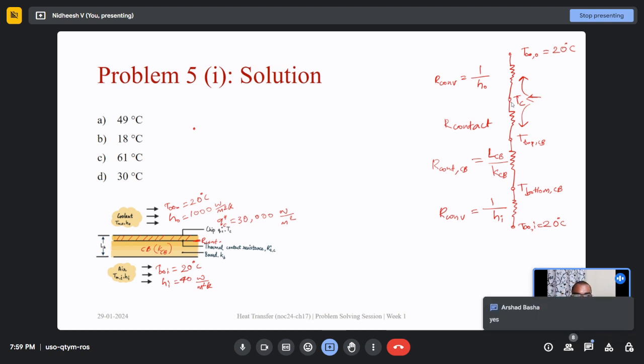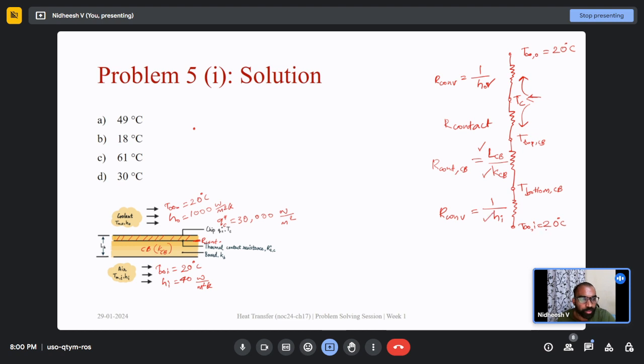Now, we know this H naught. We know the length of the circuit board. We know the thermal conductivity of the circuit board. We know Hi. We know T infinity I, and we know T infinity O. And we know the total heat flux that is generated in the chip. With all these values, can we find the temperature of the chip Tc? Can you think about how we can find the temperature of the chip?